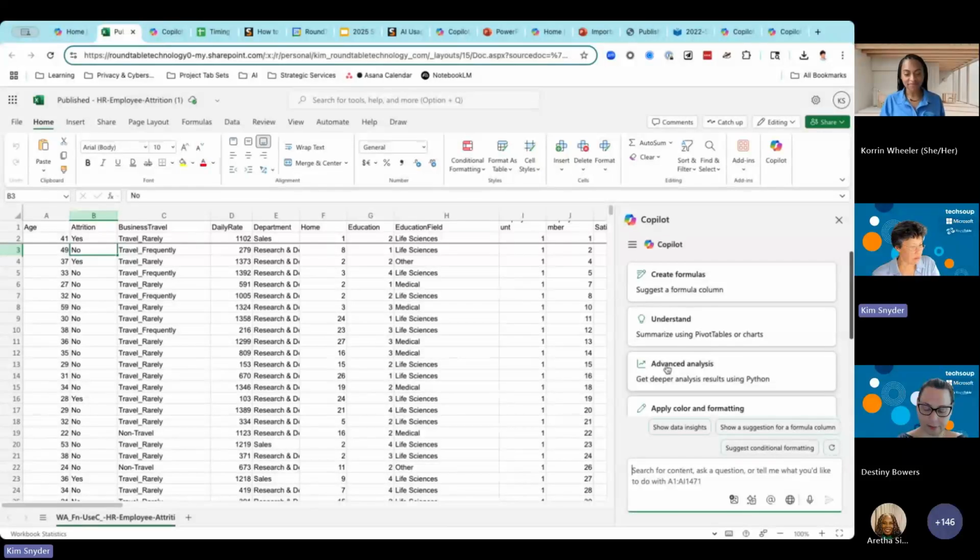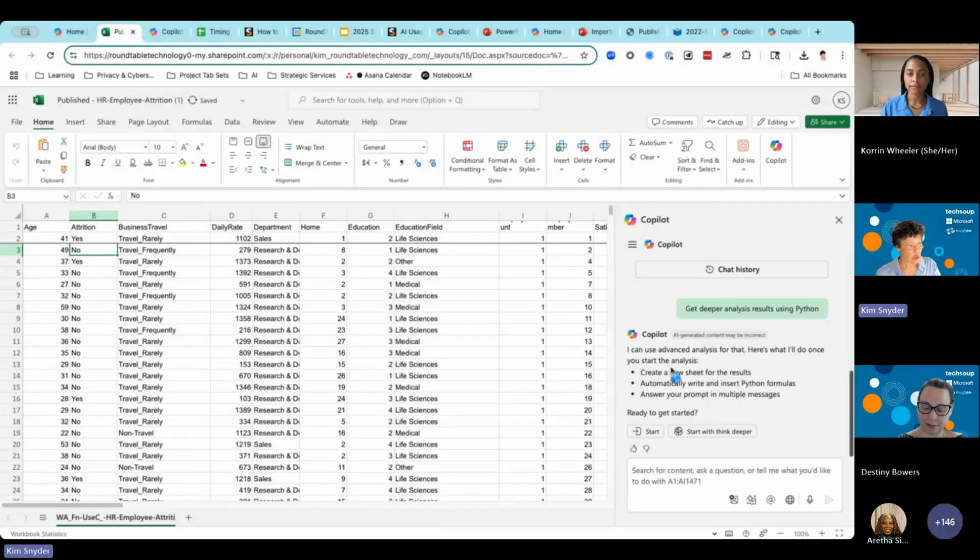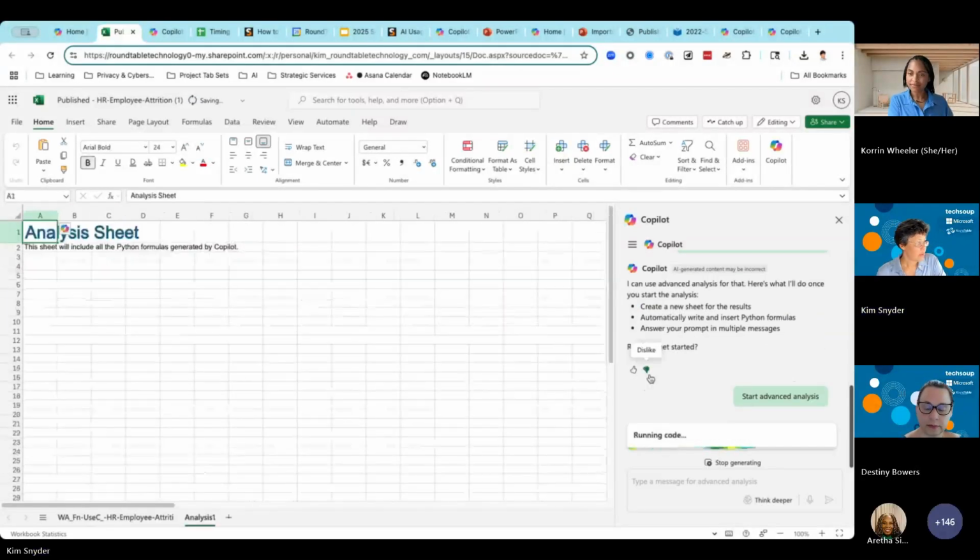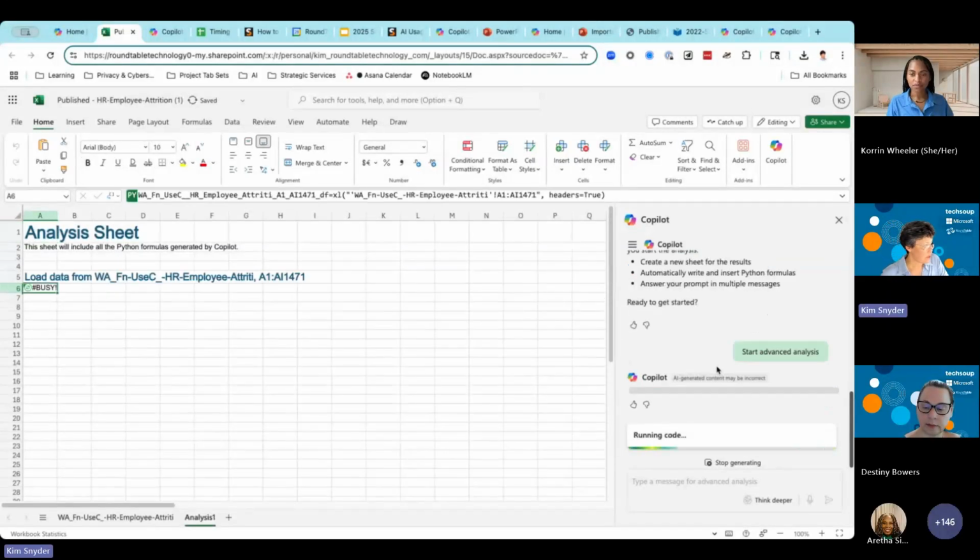So let's do some deeper analysis. So what these tools do for data analysis is they use Python, right? And they generate Python code. They're very good at that for doing data analysis, data summaries, data visualizations. They do that mostly with Python code. Okay, start. All right. So it's doing some analysis.